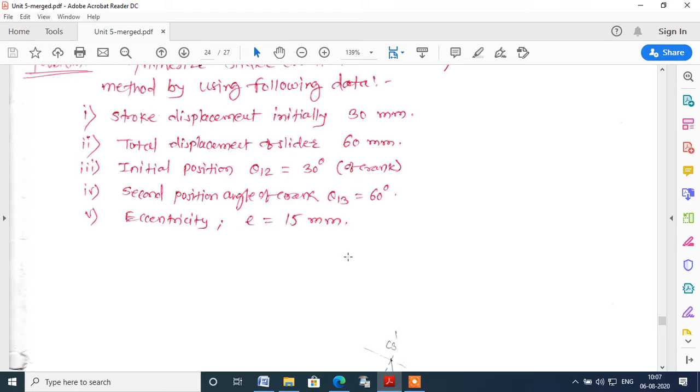Next one is the initial position, it is given as 30 degree initial position of the crank. Then the second position angle of the crank is given as 60 degree, and eccentricity is given, that is 15 mm. Sometimes this notation is not given, theta 1 to theta 3, only it is mentioned initial position of crank, second position of crank, like this. So you have to write down theta 1 to theta 3, correct?